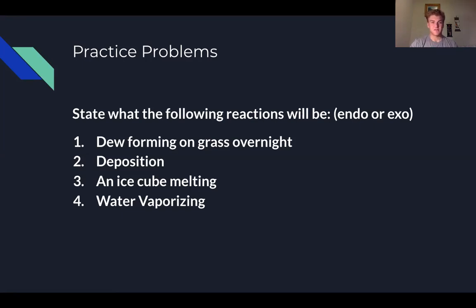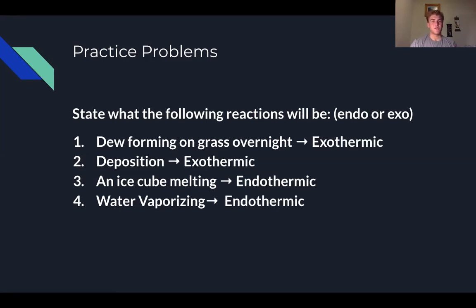Okay, you should have had some time to do that if you hit pause. We're going to keep moving on. So dew forming on grass overnight, that's going to be an exothermic reaction. Why? Because you're moving from a gas to a liquid. The dew is taking the moisture from the air and putting it on the grass. So you're going from a gas to a liquid. That's why it's an exothermic reaction. It is releasing that heat.